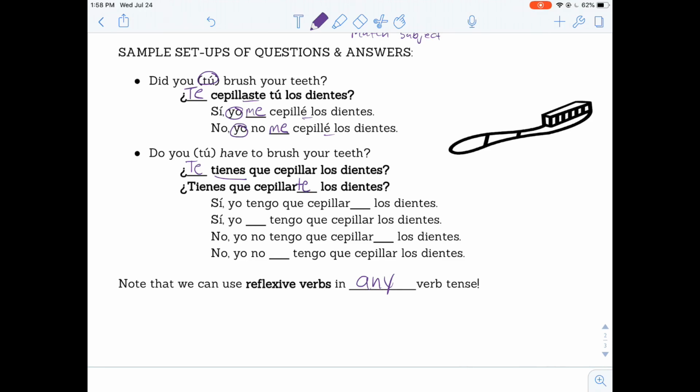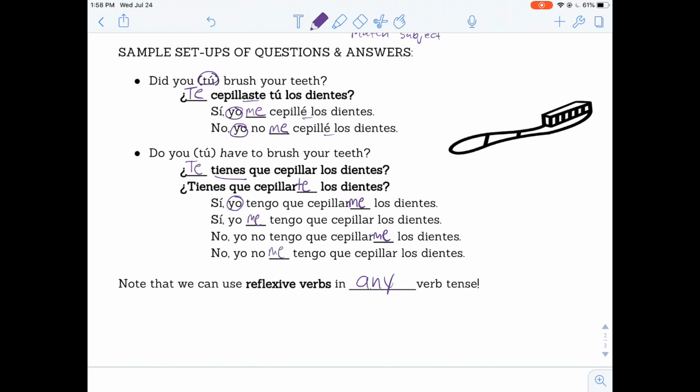Sí, yo tengo que cepillar blank los dientes. So now I have yo. What's my reflexive pronoun for yo? Me. Sí, yo me tengo que cepillar los dientes. No, yo no tengo que cepillarme los dientes, or no, yo no me tengo que cepillar los dientes.